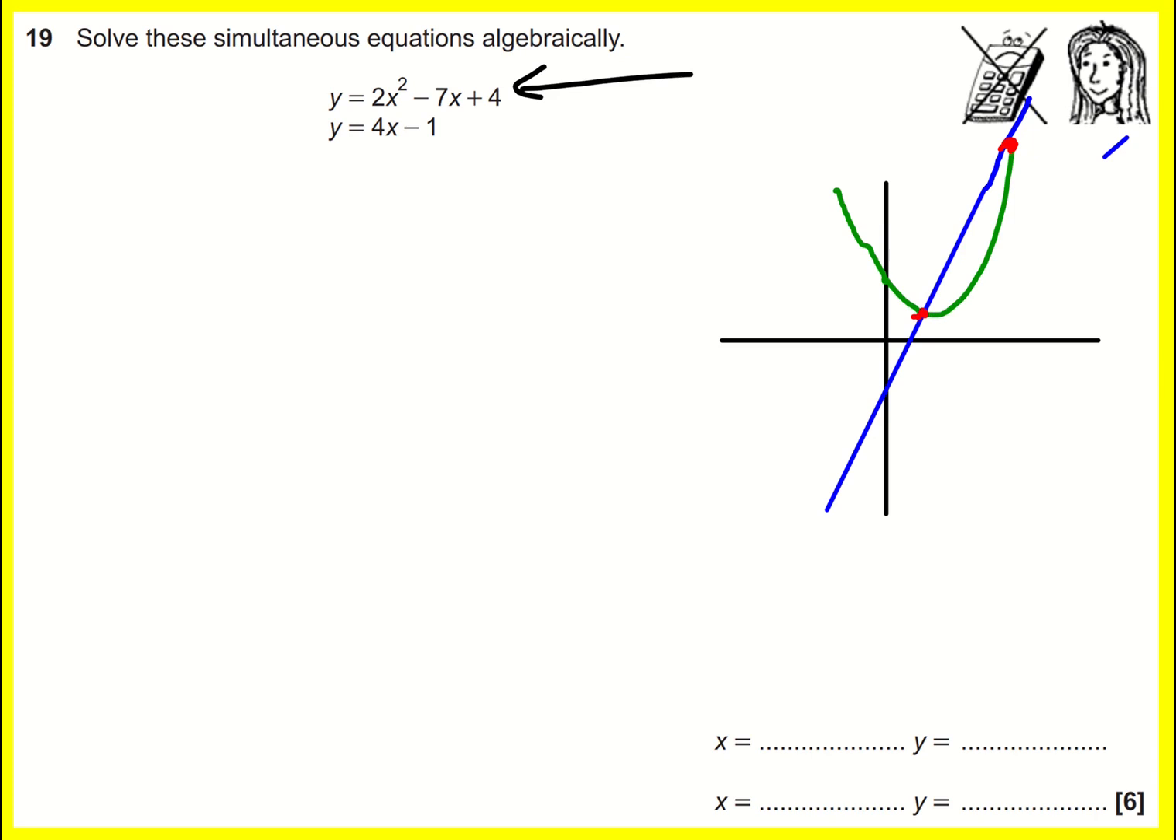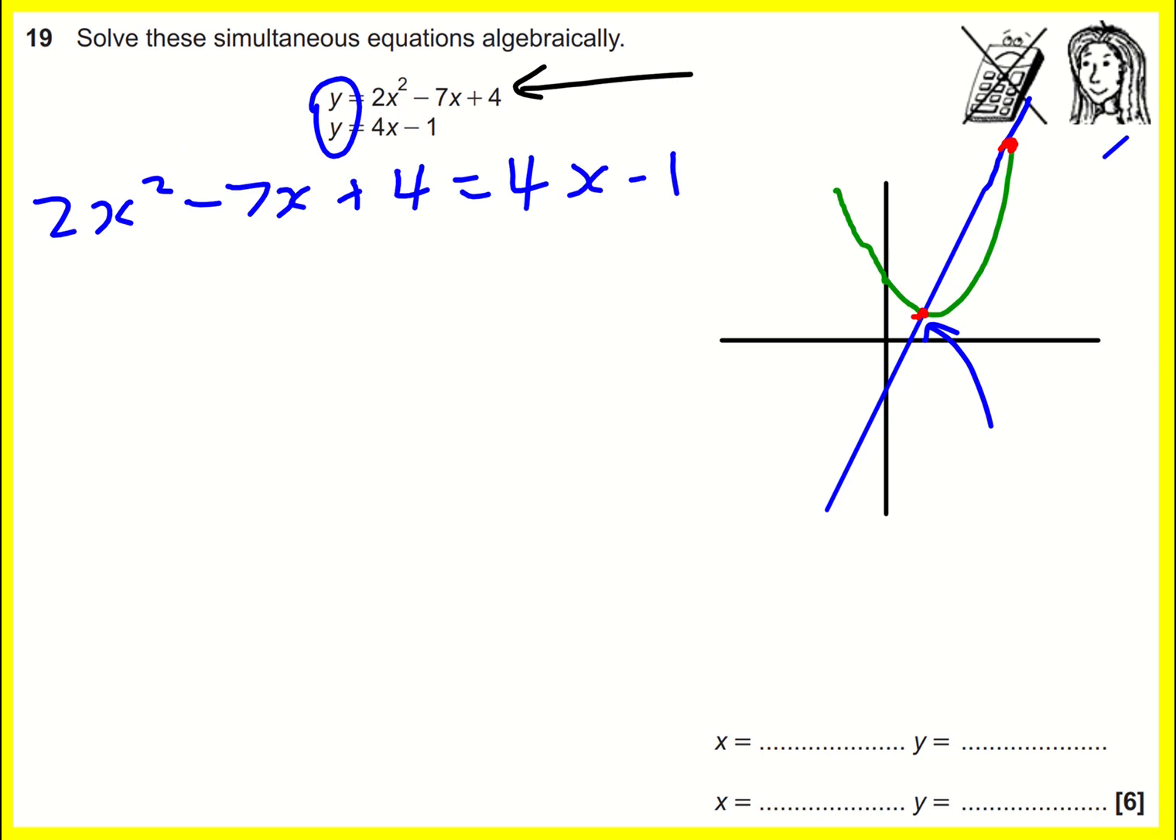So how are we going to deal with this? Well, where they meet, if we just look at this solution, the y values for the green line and the blue line are the same. And at this red dot, the same is true. I mean, it'd be different y values and x values, in fact. But what I'm trying to say is that where they meet, these y values are equal. So it must be that this thing on the right-hand side equals the thing on the right-hand side below. And I can essentially jump straight into 2x squared minus 7x plus 4 equals 4x minus 1.